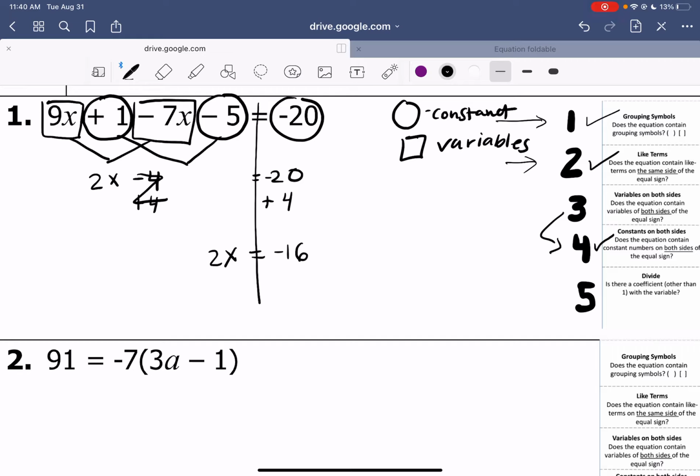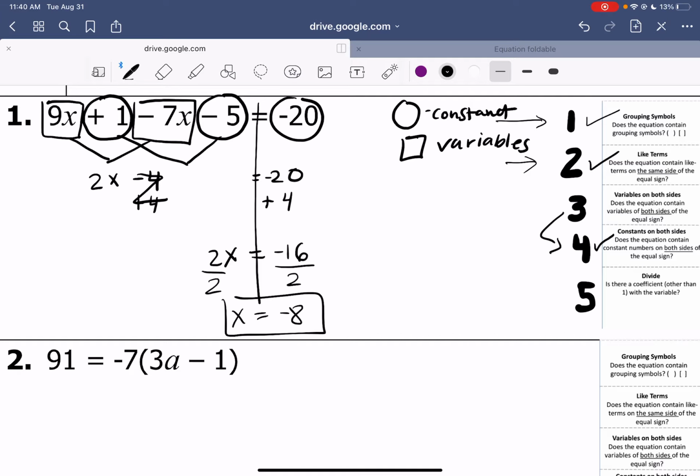And then our last question: is there a coefficient other than 1 with the variable? And the answer to that is yes. And so we're going to divide both sides by 2, and that leaves x by itself, and we get negative 16 divided by 2, which is negative 8. And that is our answer.